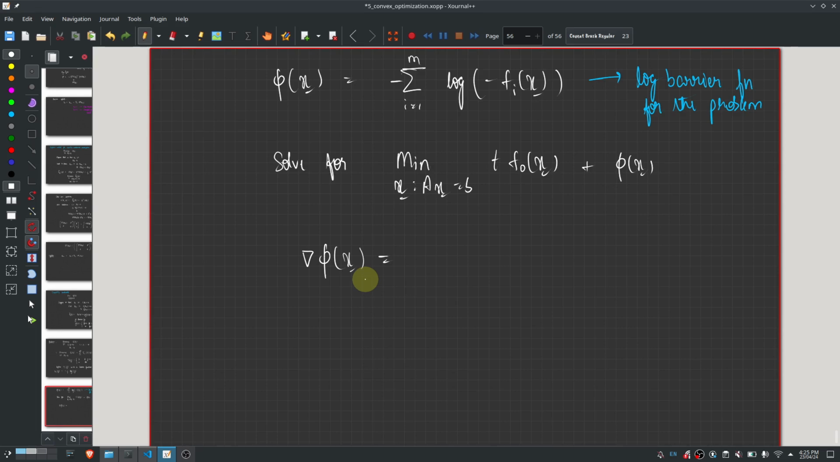This is the composition of functions. Minus the summation i equal to 1 to n of phi dash of x here. So 1 by fi of x times the gradient of fi of x. Well, you actually have 1 by minus fi of x times the negative gradient of fi of x, which is just the same. So this is the gradient.